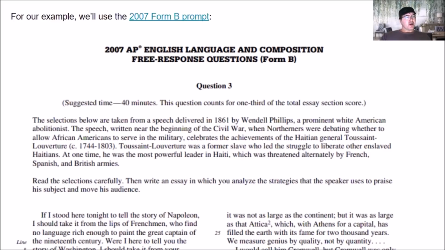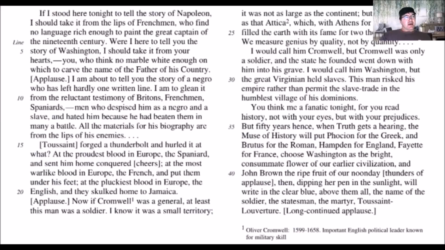Okay, now the actual prompt. Read the selections carefully, then write an essay in which you analyze the strategies that the speaker uses to praise his subject and move his audience. So the prompt is always, what is the speaker saying, and how is that message conveyed? Okay, it's going to be worded in a lot of different ways, but it's basically that. Okay, so on the next slide, we have the actual reading. I want you to pause this video and read it very carefully.